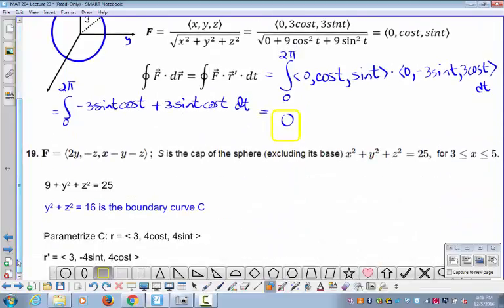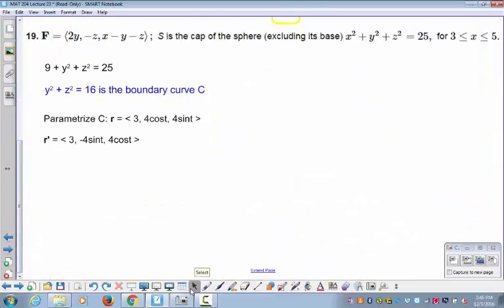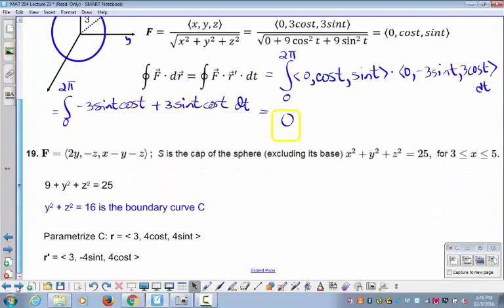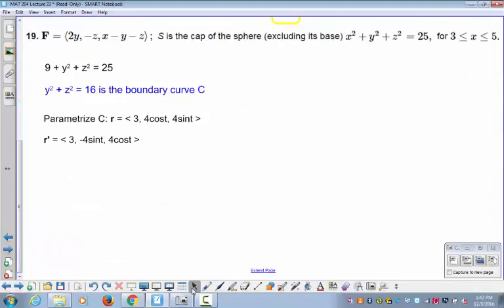One more of these guys over the last section. Alright, so in 19, we've got a vector field, and here we're dealing with S, the surface, that's the cap of the sphere, excluding its base. So a sphere of radius 5, but we're going to let x go from 3 to 5.